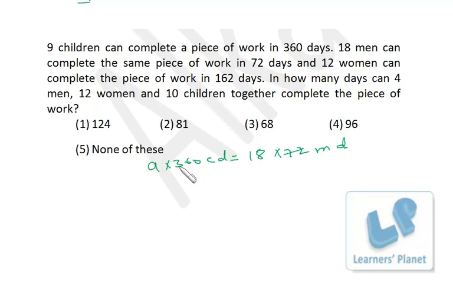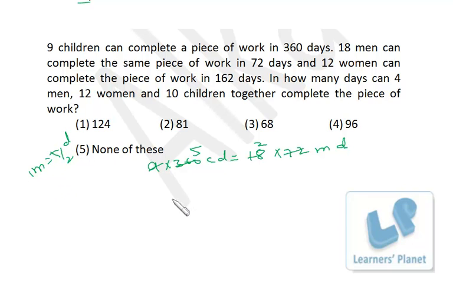So 72 into 5 and 9 into 2. That means 1 man is equal to 5 by 2 children, or we can say 2.5 children. One man is equal to 5 by 2 children. If you wish to write it, you can write it. If you just wish to remember, just remember this.